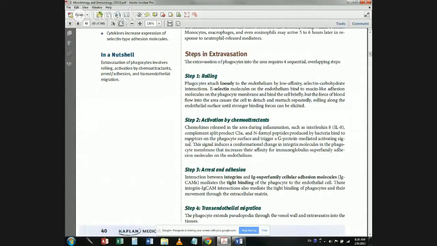But then, step 2, activation by chemoattractants. Chemokines released in the area during inflammation, such as interleukin-8, complement split product C5a, and N-formyl peptides produced by bacteria, bind to receptors on the phagocyte surface and trigger a G protein mediated activation signal. This signal induces a conformational change in integrin molecules in the phagocyte membranes that increases their affinity for immunoglobulin superfamily adhesion molecules on the endothelium.